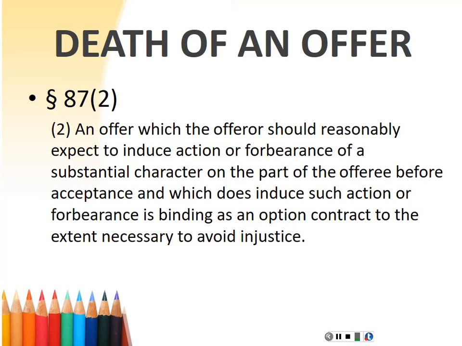Okay. All right. Now, one last part here about 87.2. Notice this last phrase here. The forbearance is binding to the extent necessary to avoid injustice. Okay? That is the purpose of this subsection. The idea here is to prevent injustice. Suppose, for instance, that Simon is a painter. This is his job. He paints barns. He does it all the time.